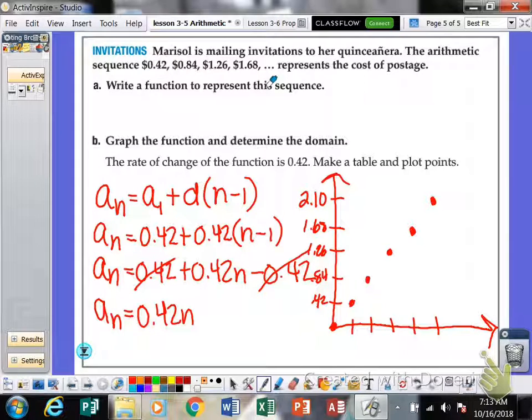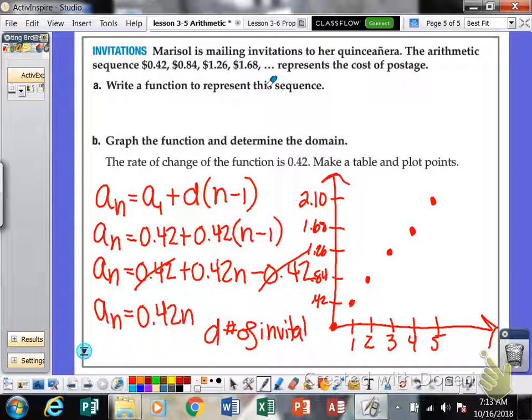And then our domain would be what? X represented down here, which represented the invitations. So your domain would be number of invitations, which could be anywhere from, so your domain could be x is greater than or equal to 0. And that would be your answer.